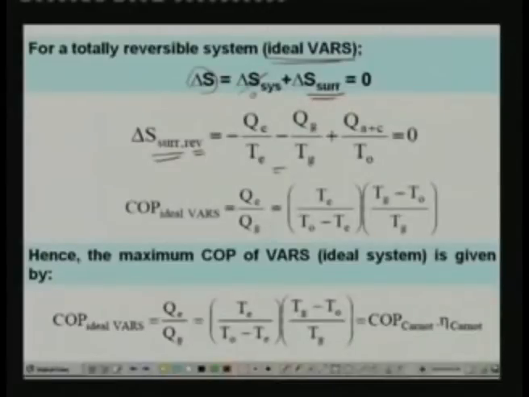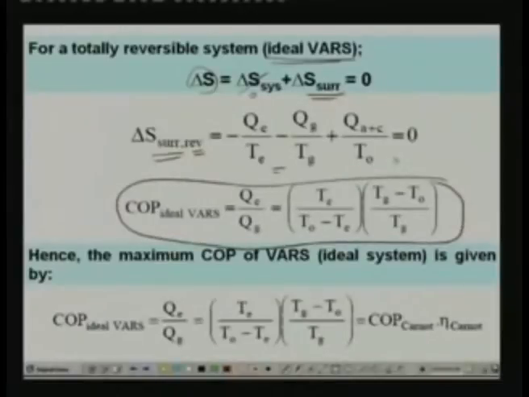From this expression you get the COP for an ideal system. This is the maximum possible COP of any vapor absorption refrigeration system operating between 3 temperatures TE, T naught and TG.